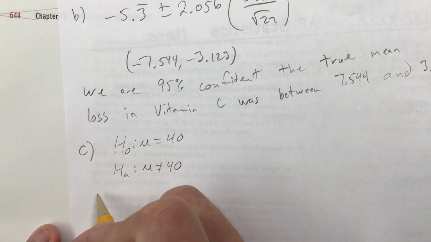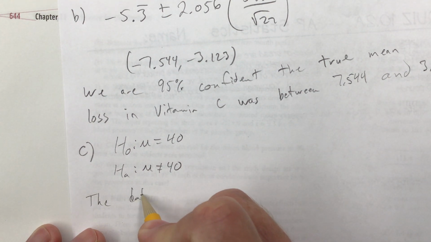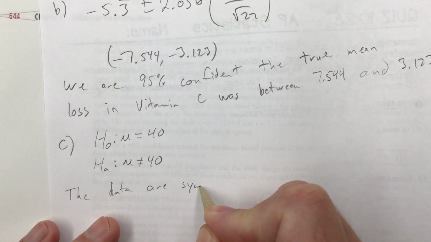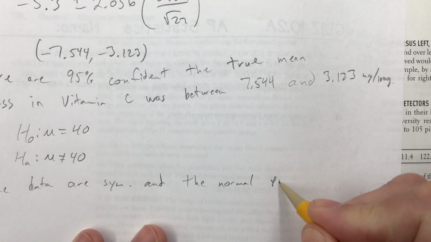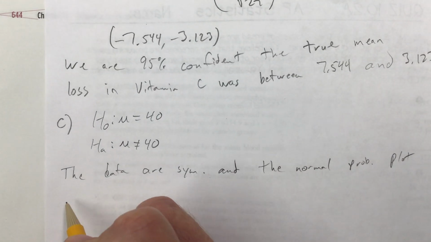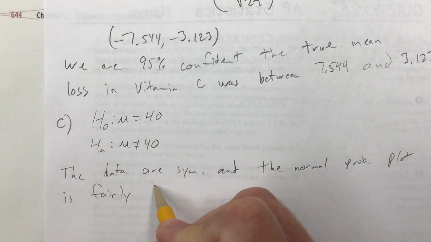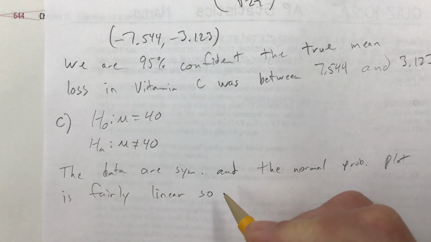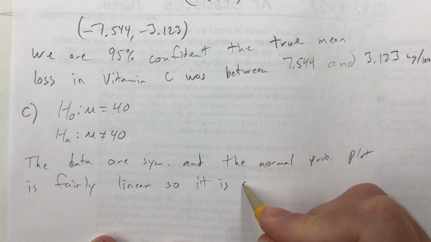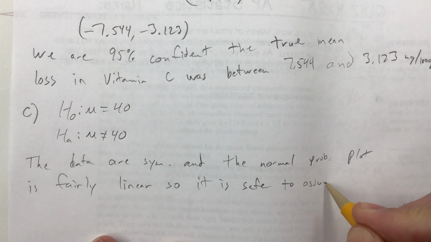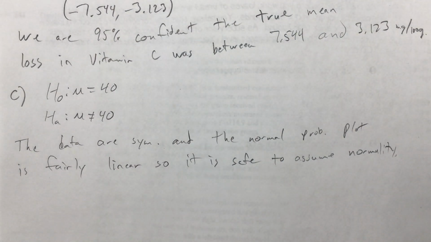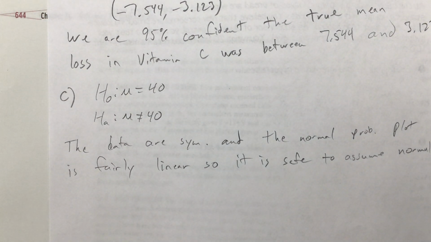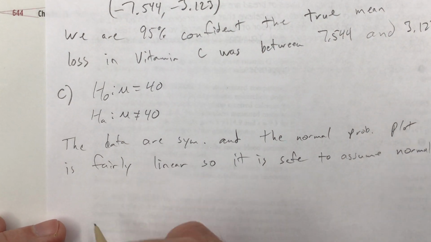So I would state the data are symmetrical, and the normal probability plot is fairly linear, so it is safe to assume normality. Okay. Other two checks remain the same, right? We're taking forever here, so I'll skip those, just say same as before.